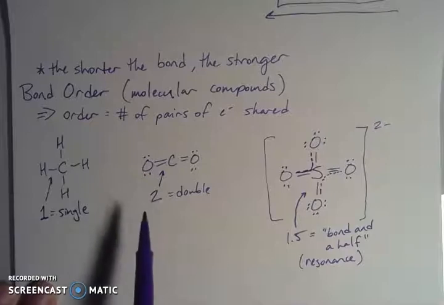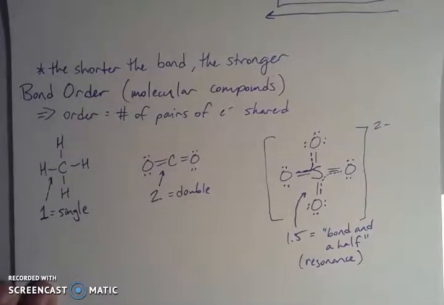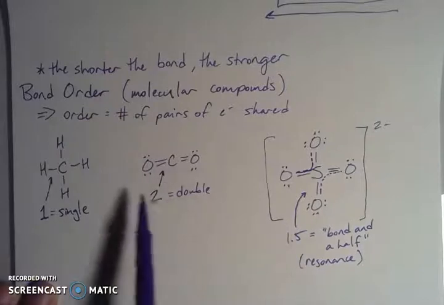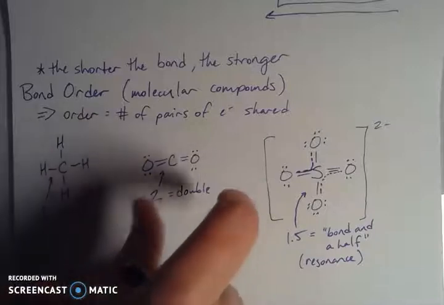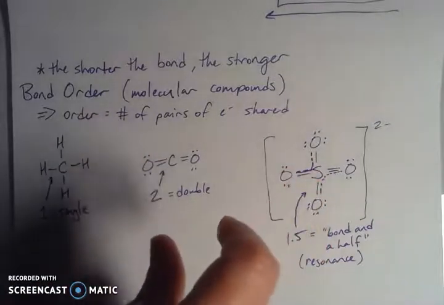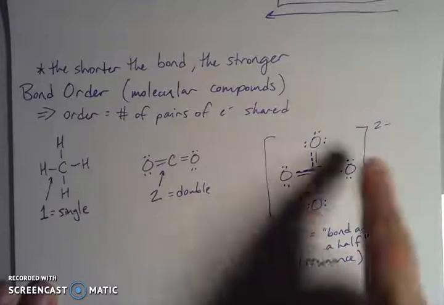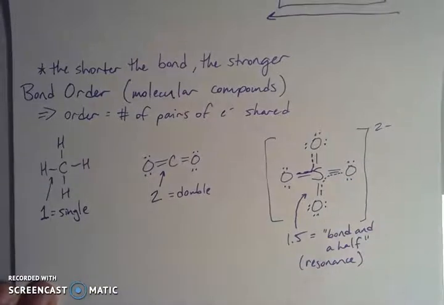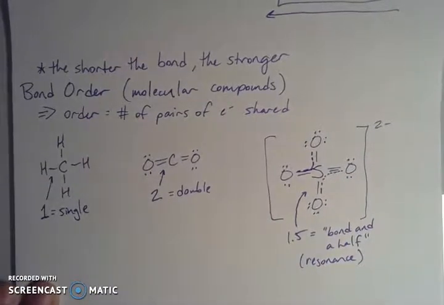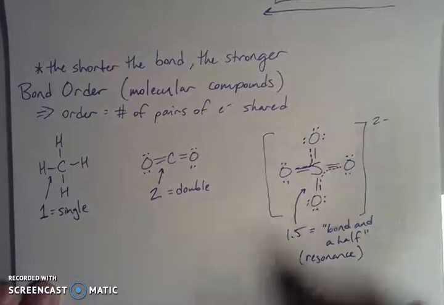So this idea of bond order then relates to the length, because a single bond is much longer than a double bond, right? If I have more shared pairs of electrons, then these things are more tightly bound together. A bond and a half here is going to be more tightly bound than a single bond here. So the number of shared pairs of electrons influences the length, which then in turn influences the strength.